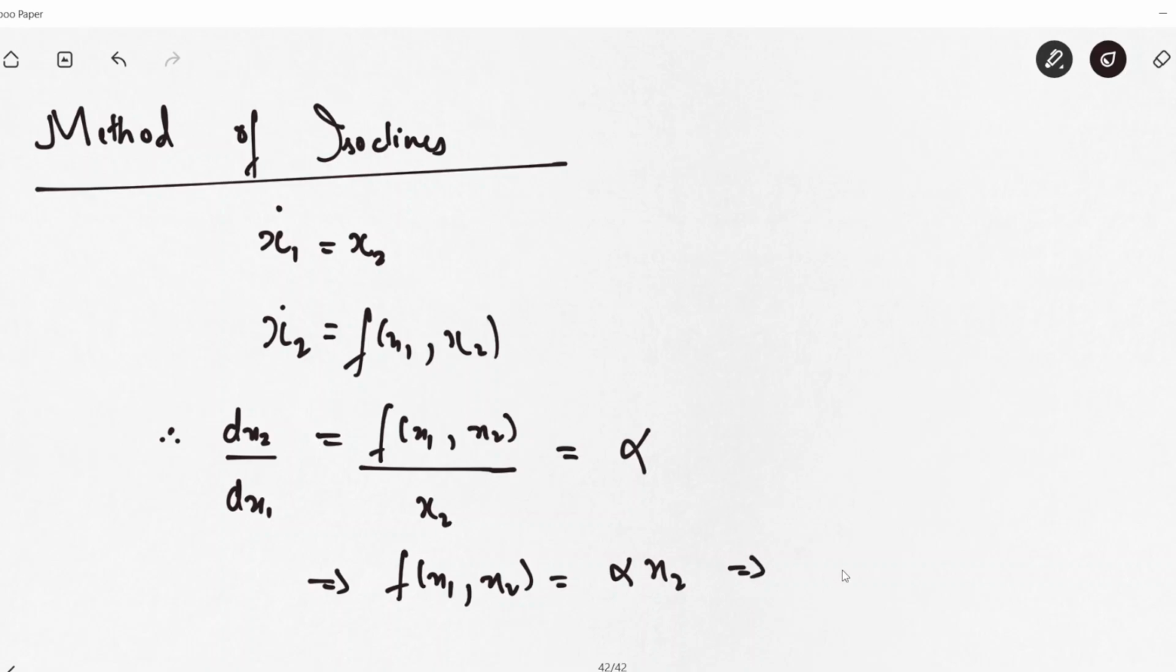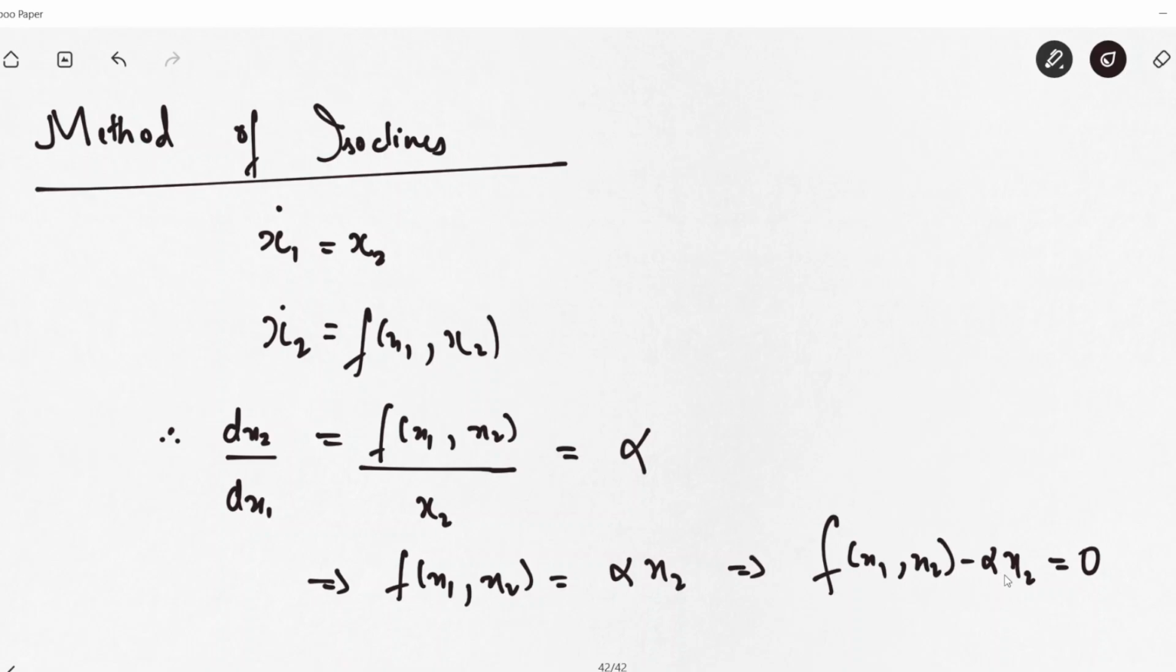Or you can say f of x1 x2 minus alpha x2 is equal to 0. So all the trajectories that will be passing through any point on the curve will actually have the slope that is equal to alpha on the curve, and this is actually referred to as an isocline. So isocline is basically a locus of the points on the trajectory having the same slope.